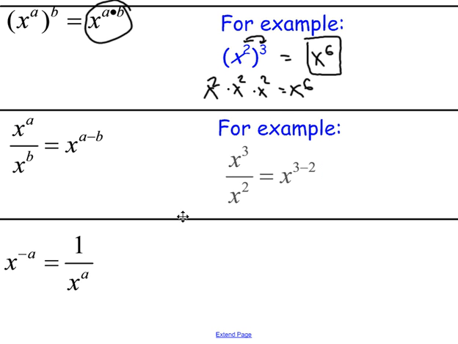Say you got x to the third over x squared. That's going to be equal to x to the 3 minus 2, which is equal to x to the 1, which is just x.